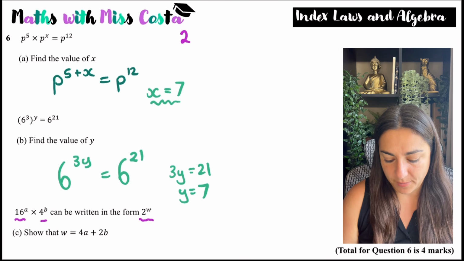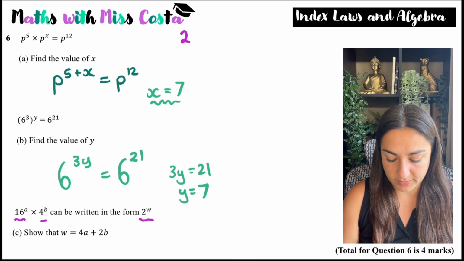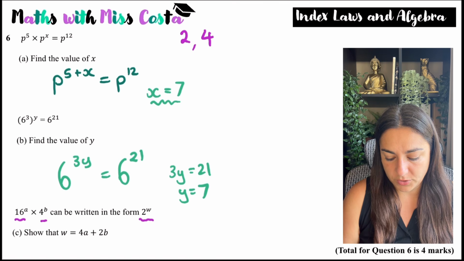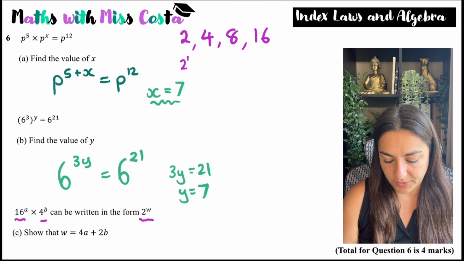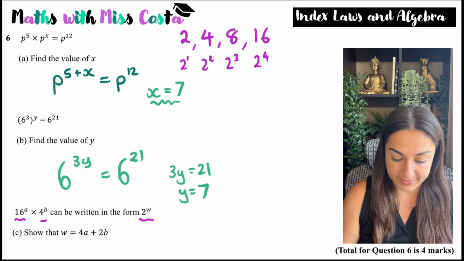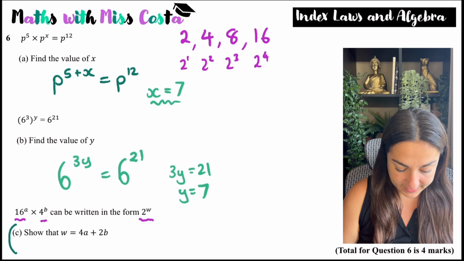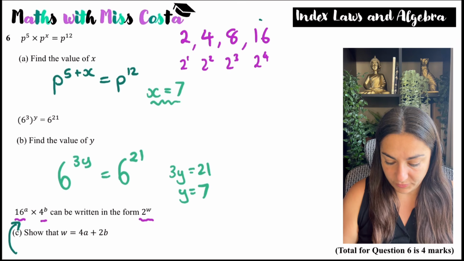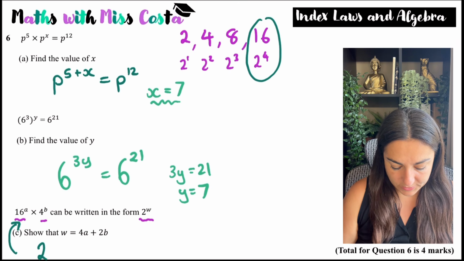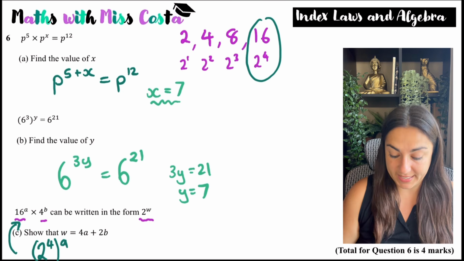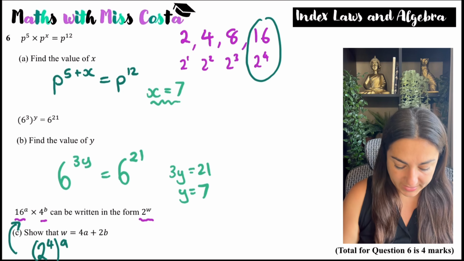So let's just think about our powers of 2. 2 to the power of 1 is 2, 2 squared is 4, 2 to the power of 3 is 8, 2 to the power of 4 is 16. So I could just have these here as reference, but hopefully you recognise them. So 16 to the power of a could be written as 2 to the power of 4 to the power of a. Instead of 16, I'm just replacing that with 2 to the power of 4.